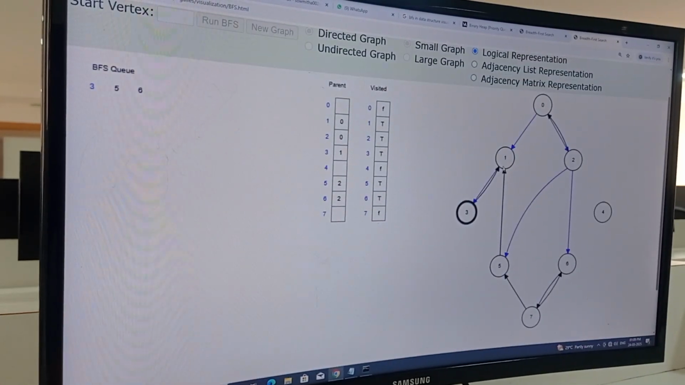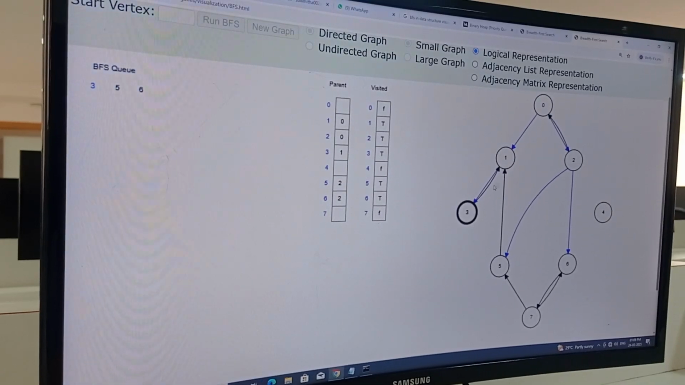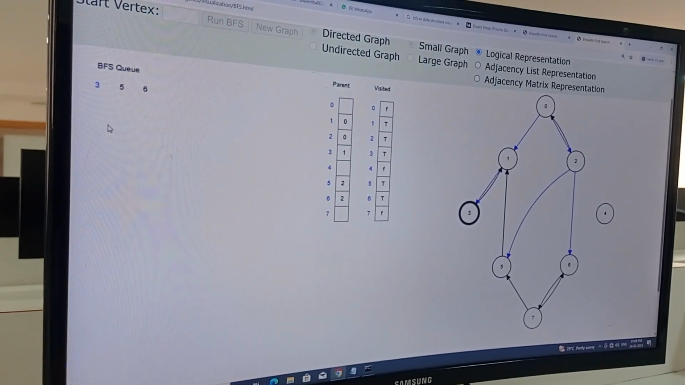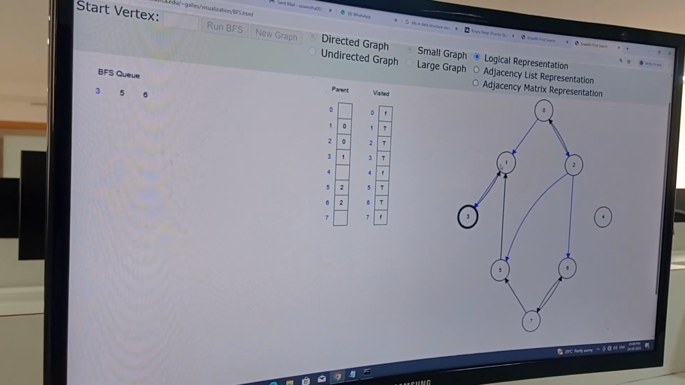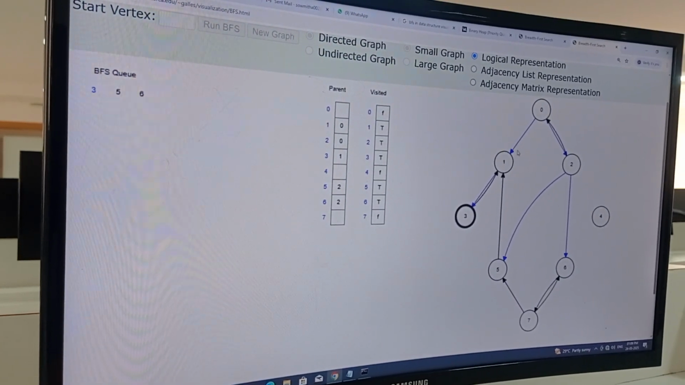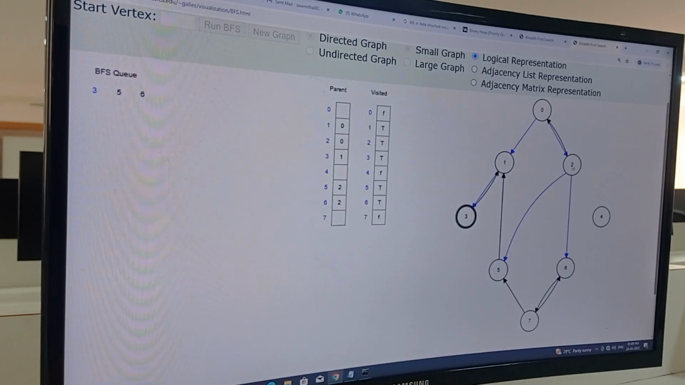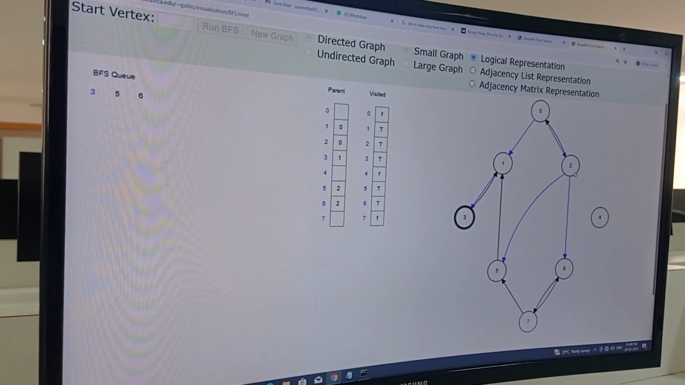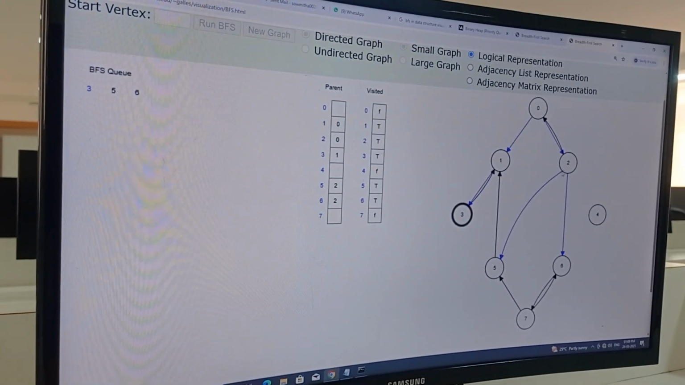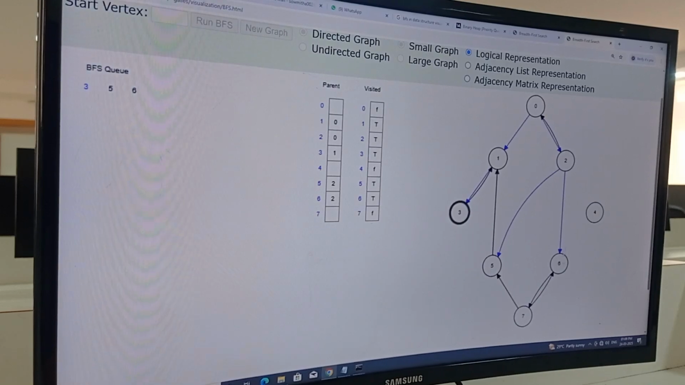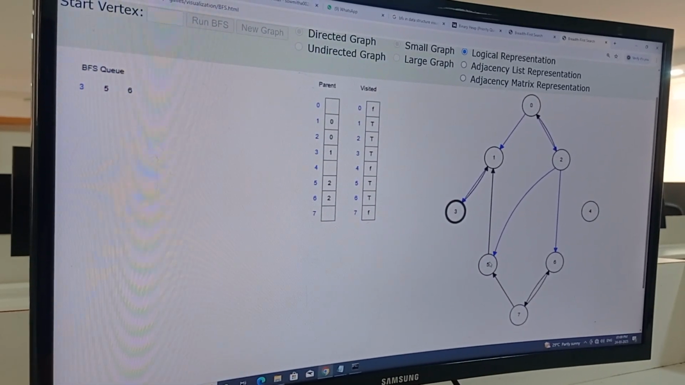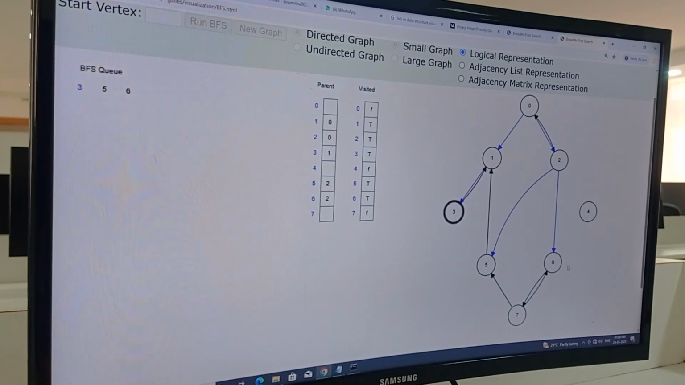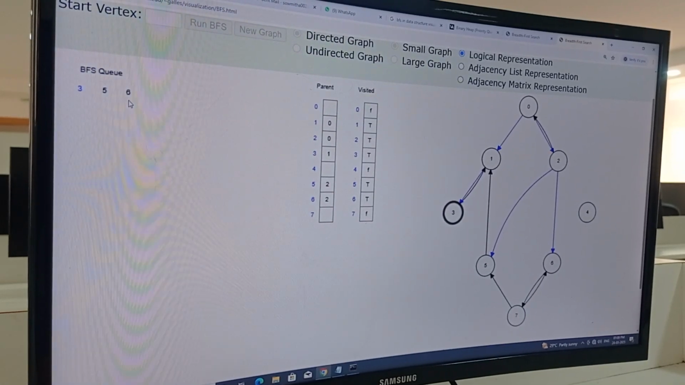After visiting 1, what is the next node of 1? 3 is enqueued in the queue. After visiting that, what is the next element in the queue? The next element is 2. It is dequeued, and we look at the outgoing edges of vertex 2, which are 5 and 6. So 5 and 6 are enqueued in the queue.